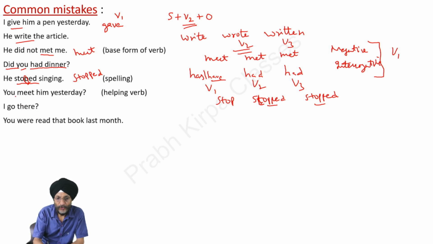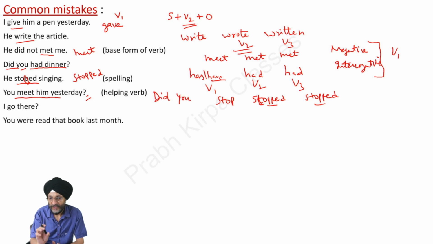Next, you meet him yesterday. Here you will see that a question mark is at the end of the sentence. So this sentence is interrogative. So we will use the helping verb did to make it interrogative. Did you meet him yesterday? And Y will be in the small form. That is, we will not write it in capital letter. It will be in small letter.